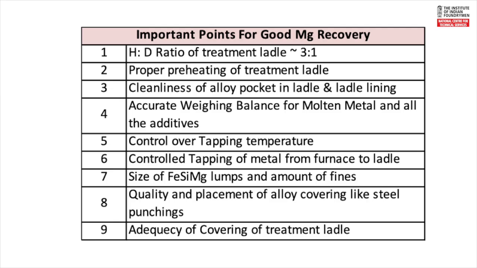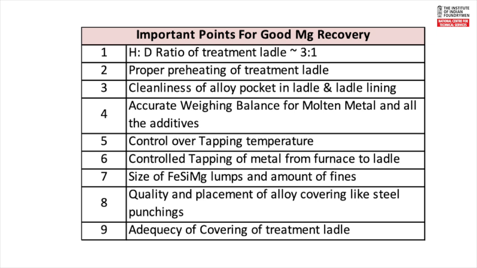Then the control tapping of metal from furnace to the ladle, that means you should not have interrupted pouring there. It is very important to build the metal level over the magnesium in the pocket as rapidly as possible. At the same time, maybe finding out a way of putting the sort of ferrosilicon mag in between, which serves as full stage of inoculation as well.